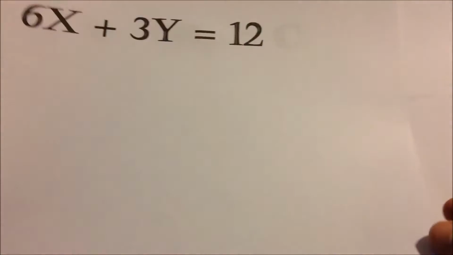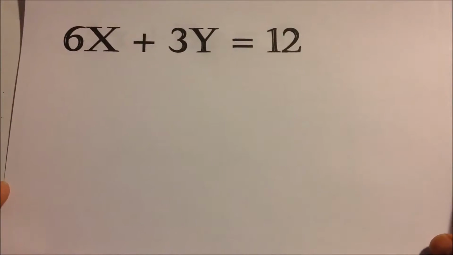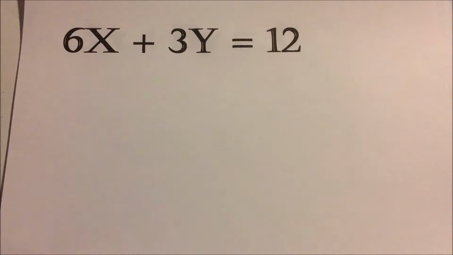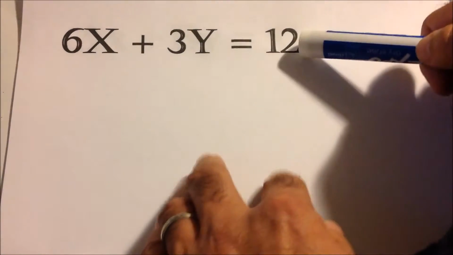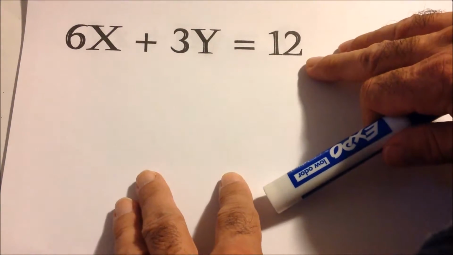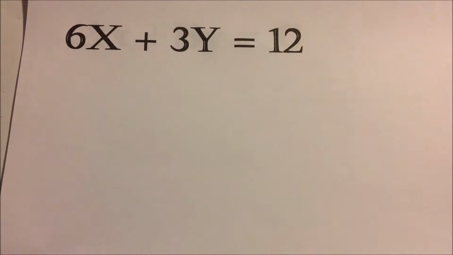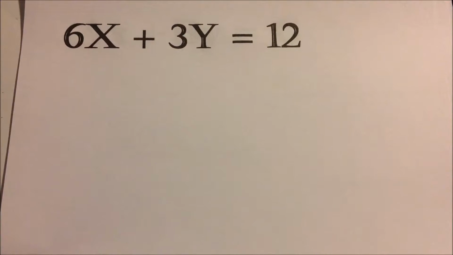So here's an example of one. We have x and y together. That's the key: when x and y are together, that's standard form. The 12 here would represent the constant. We can take this standard form and make it into y-intercept form, or slope-intercept form.